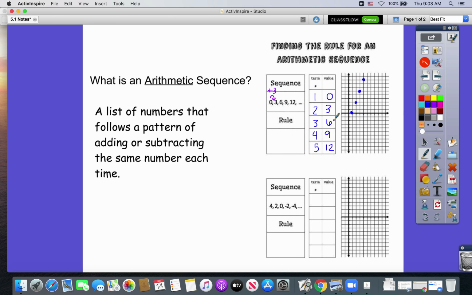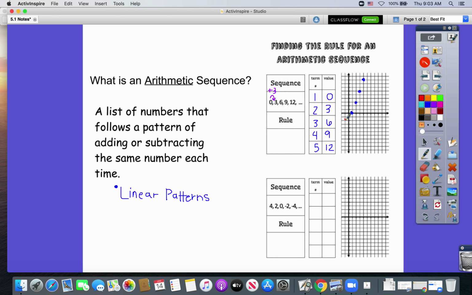And it looks like something we already know that has a constant rate of change. So if we look at these dots, they are in a straight line, which means this is similar to something we've already learned this year, which is linear equations. So arithmetic sequences are linear patterns. They have a constant rate of change. They are going up or down by the same number each time.